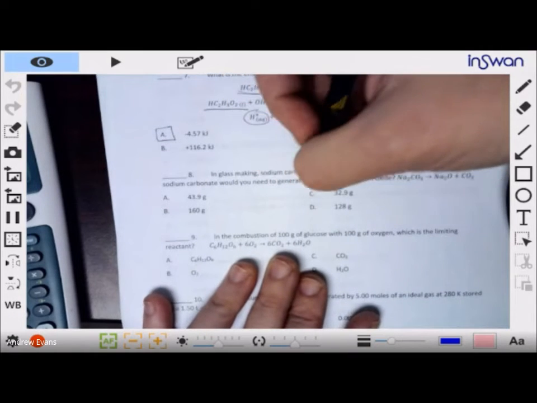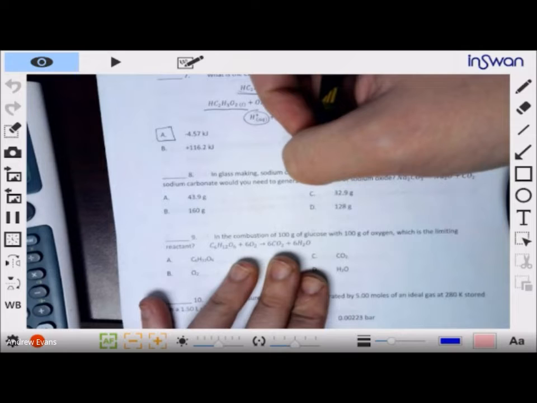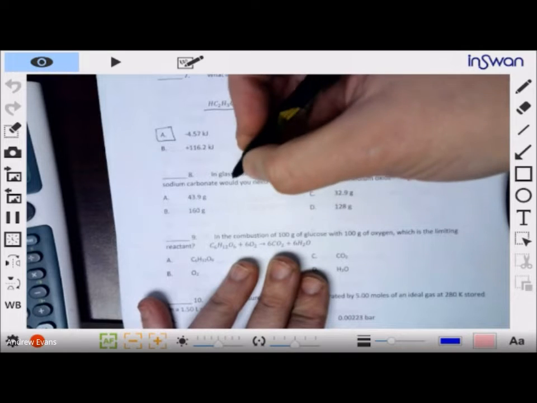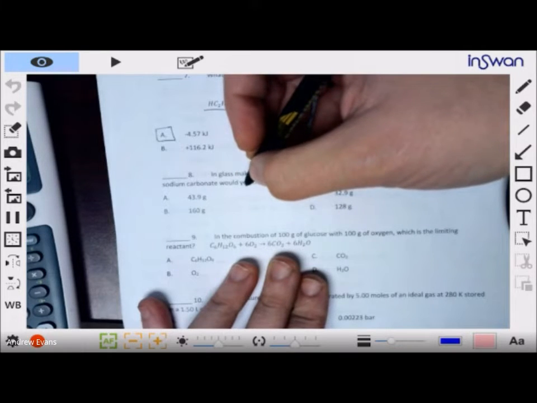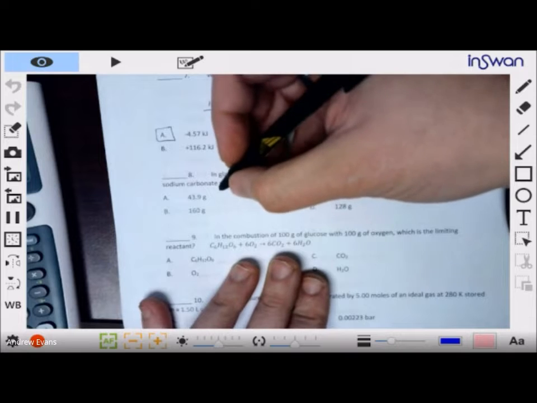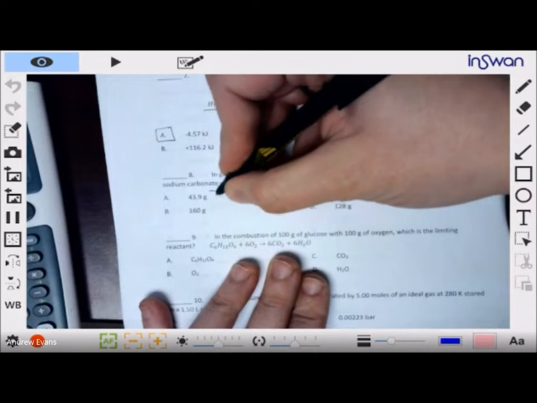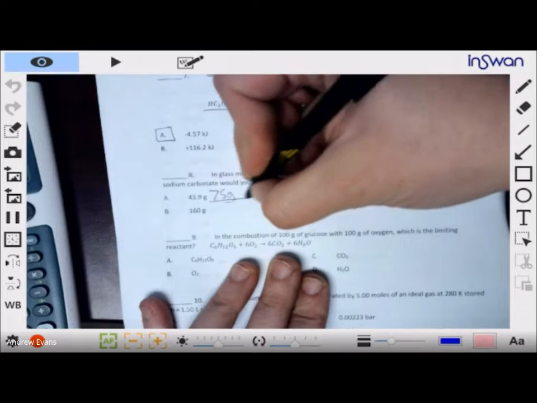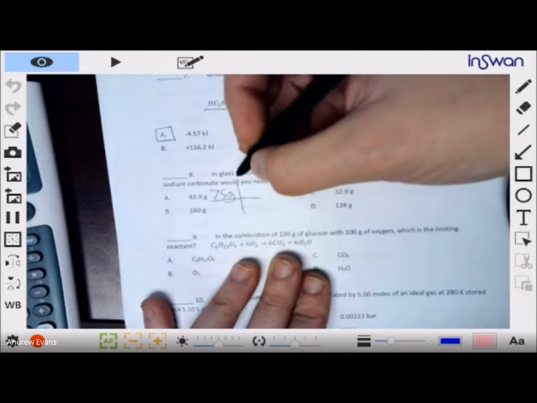In glass making, sodium carbonate is added to create flux, sodium oxide. How much sodium carbonate do you need to generate 75 grams of sodium oxide? So grams to moles to moles to grams. 75 grams of sodium oxide.